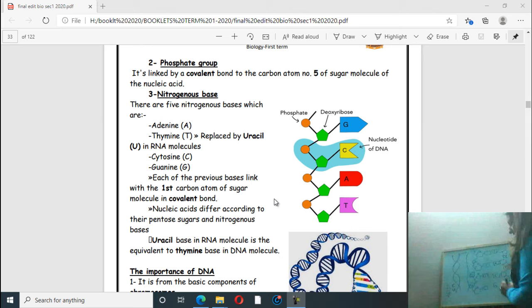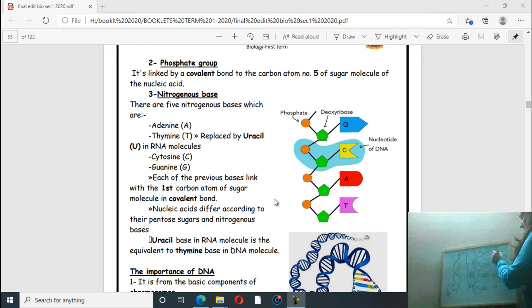So don't be confused. We have two bonds till now. We have covalent bonds that bind all the components of the nucleotide together. Here is one nucleotide: the sugar, phosphate, and nitrogenous base. Here is a covalent bond and another covalent bond. And there is a hydrogen bond that binds between the two strands, binding between the nitrogenous bases.